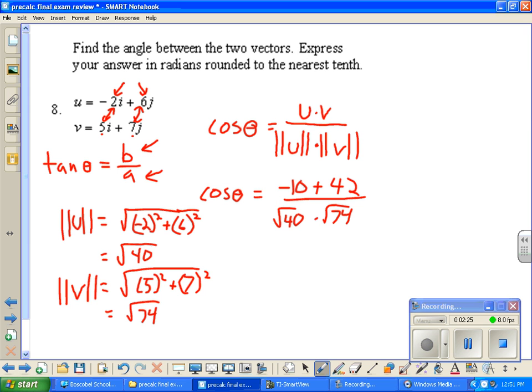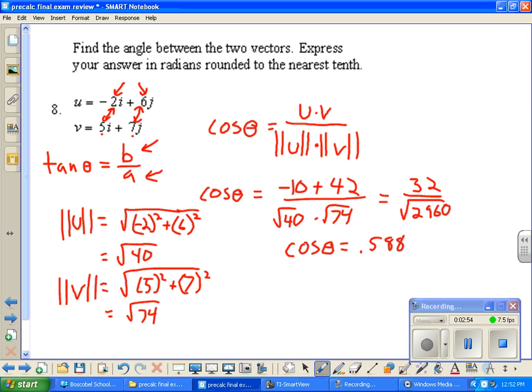Well, now at this point we've got some simplifying to do. So negative 10 plus 42, that's 32. Square root of 40 times square root of 74 becomes the square root of 2960. And 32 divided by 2960 is going to give me, cosine of theta is equal to 0.588.